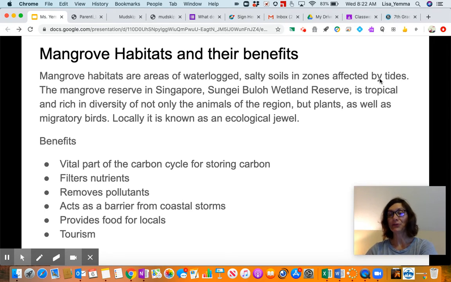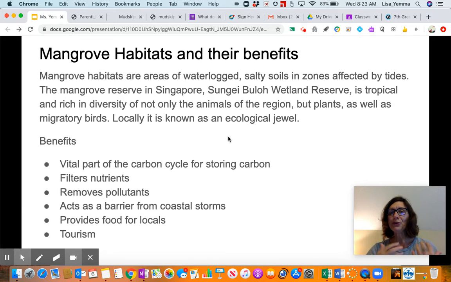It's those tidal zones. The Mangrove Reserve in Singapore, the Sungai Buloh Wetland Reserve, my virtual location, is tropical and rich in diversity of not only the animals of the region, but plants as well as migratory birds. I did find this, I should have put this in quotes, this ecological jewel, because on a website that I went to, I found out that locally in Singapore, this mangrove wetland reserve habitat is known as an ecological jewel.